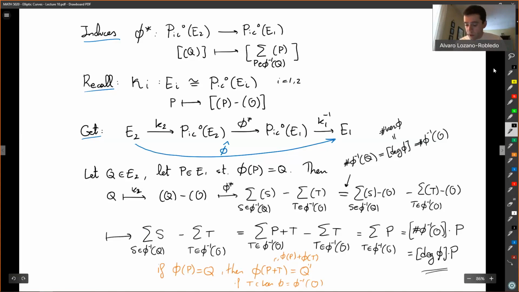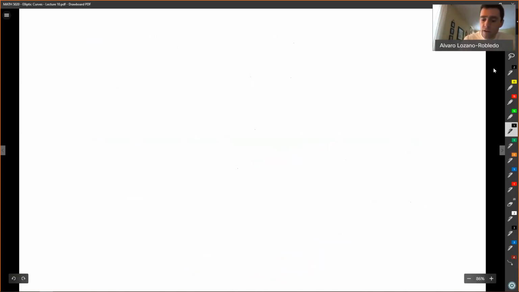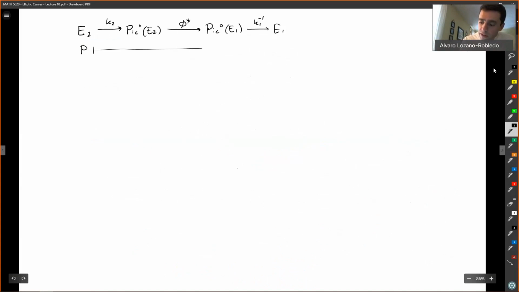So let me write that again. We have a map that goes from E2 to Picard naught of E2 via phi star, via kappa 2 to Picard 0 of E1, via kappa inverse minus 1 goes to E1. And what this map does is send P to the multiple, degree of phi times P. Okay, but that is actually an isogeny. That is multiplying P by a number, multiplication by degree of phi, and that is an isogeny.